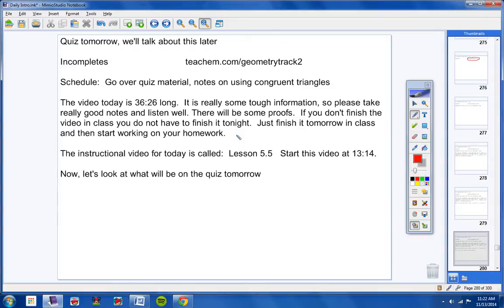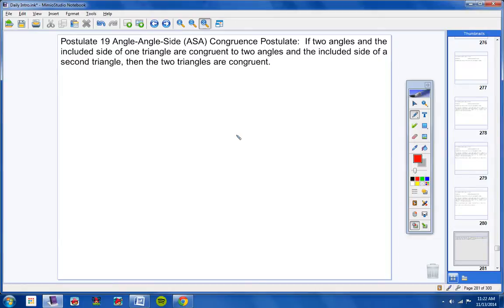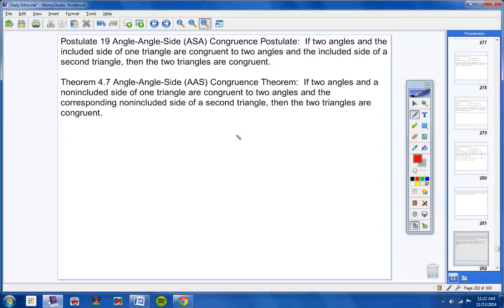Now let's look at what will be on the quiz tomorrow. Please take some really good notes, students, okay? I'm telling you what will be on the quiz. Please take good notes. Here we go. Postulate 19. Angle, side, angle congruence postulate. Okay? Make sure you know that postulate. It will be fill in the blank on the quiz. Okay, moving on. Theorem 4.7. Know this theorem. It will be fill in the blank on the quiz.